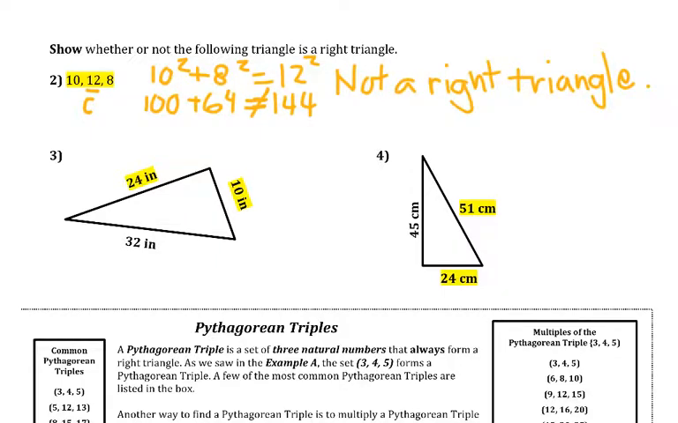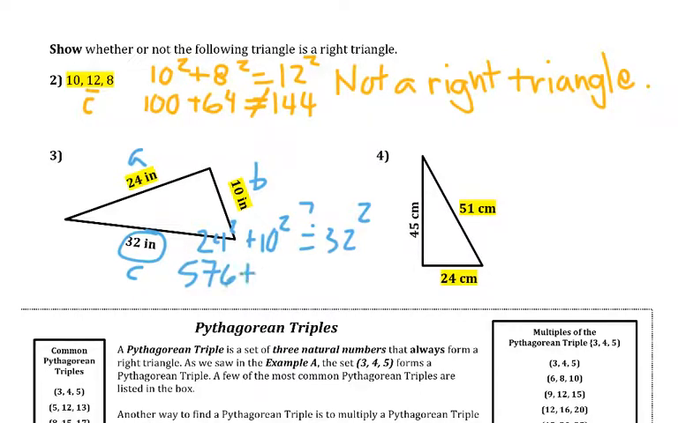Okay, number 3. We have this triangle. It has side lengths 24, 10, and 32. Well, the longest side length is 32, so that's going to be our C. And we're going to substitute now. I'll just call 24 A and 10 B. It doesn't matter which ones they are. And we can set up our Pythagorean Theorem equation. So 24 squared plus 10 squared. And we're going to see if this is equal to, again, this is the question, is it equal to 32 squared?